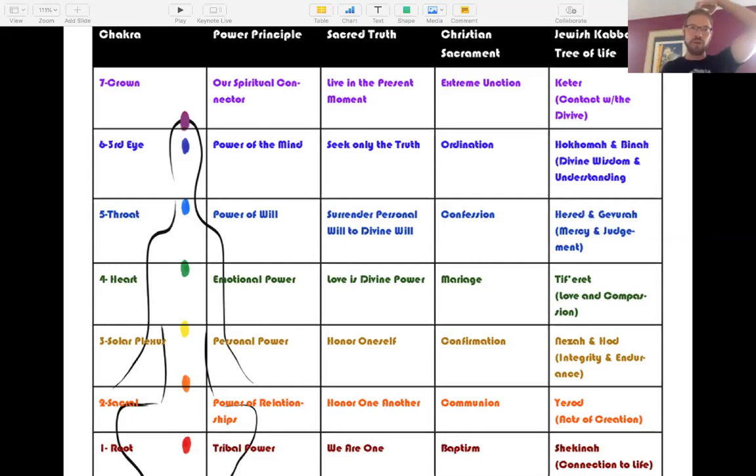And then the very top, the crown chakra, is our spiritual connector, and the ability that we gain, whenever this is fully online, is the ability to fully live and fully experience this present moment. Okay, and the very last sacrament in Catholicism, which is the burial or the blessing of the sick right before someone dies, or that extreme unification sacrament. And this has to do with our connection to the divine in the Kabbalah tree of life.